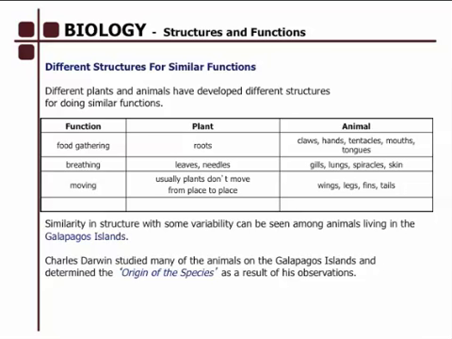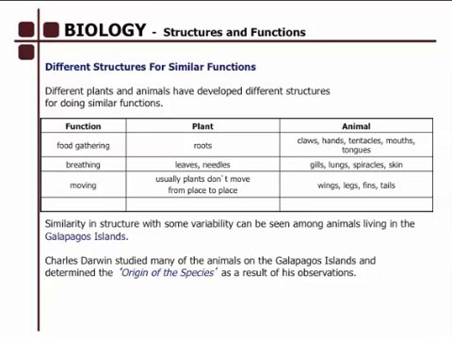Okay? For the function of moving, we know that plants don't usually move from place to place, but they move in one place, right? They do this stationary dance of sorts. Whereas animals have wings, legs, fins, tails. We use lots of different things, right? This is the idea that the plant is more stiff than the animal is. Okay?